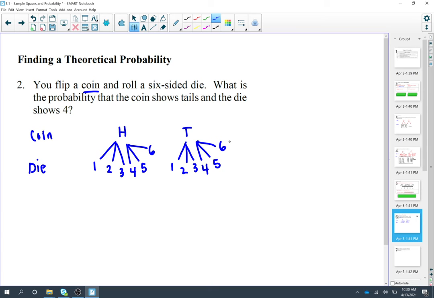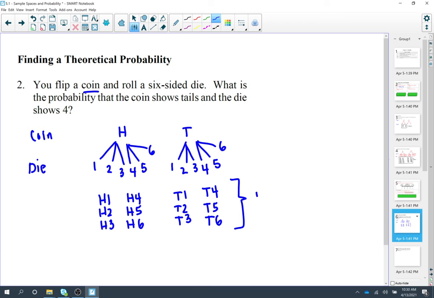Now, if we list our sample space, we're going to have a head with a 1, a head with a 2, a head with a 3, a head with a 4, a head with a 5, a head with a 6, or we could do a tail with a 1, a tail with a 2, a tail with a 3, a tail with a 4, a tail with a 5, or a tail with a 6. That gives us a total, if we count them up, of 12 total outcomes. There are 12 different things that could happen when we do this probability experiment.